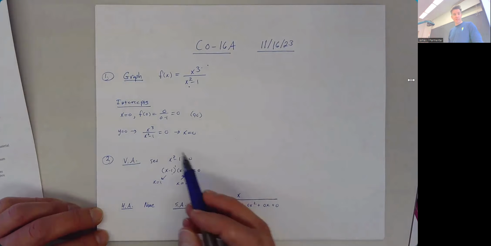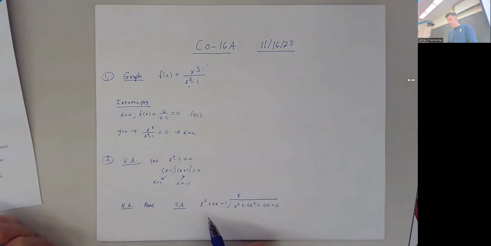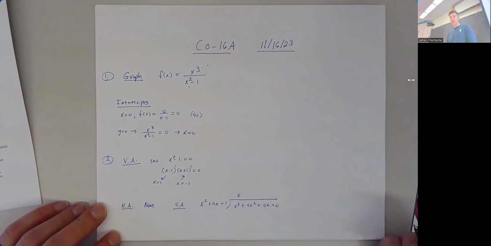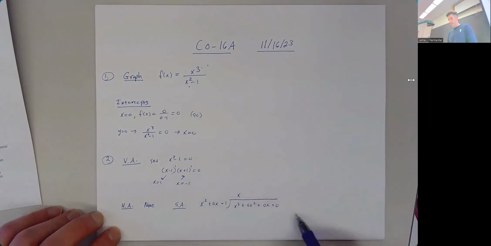We found the vertical asymptote by setting the denominator equal to 0, and we were just about to find the slant asymptote by doing the polynomial division. So if you divide the top by the bottom, you kind of have to fill in the extra terms here.